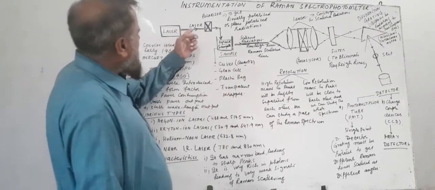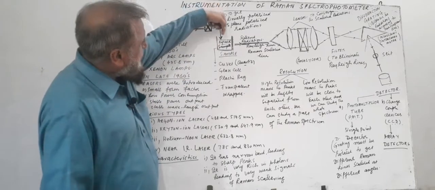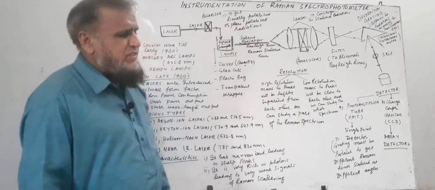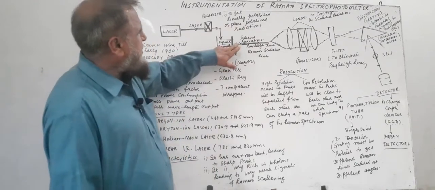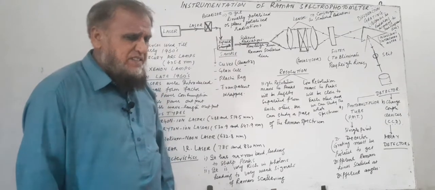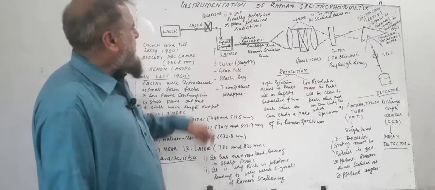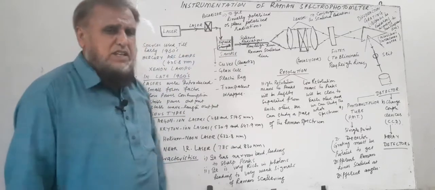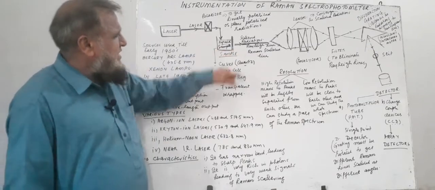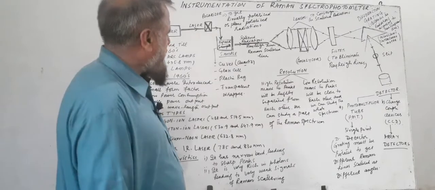Now, the laser radiations, after being polarized by the polarizer, pass through the sample and are scattered. We already know that the majority of these radiations are scattered with no change in frequency, and we get Rayleigh scattered lines, but some of them are also scattered with a change in frequency, and these are known as Raman scattered lines, which may be Stokes lines or anti-Stokes lines.